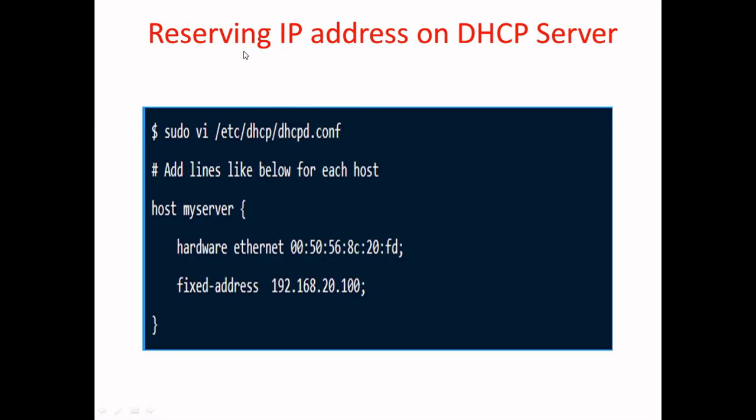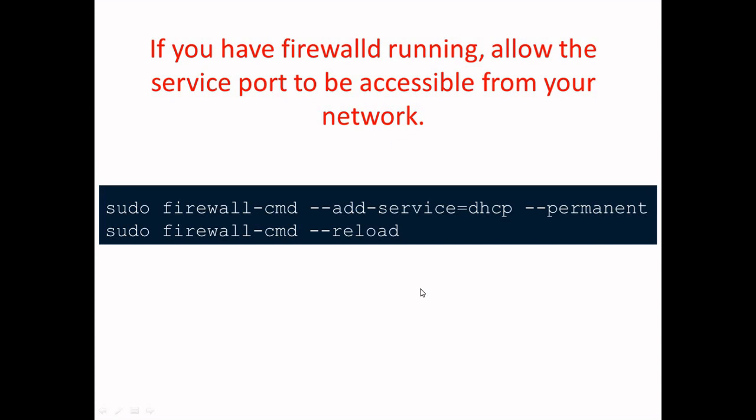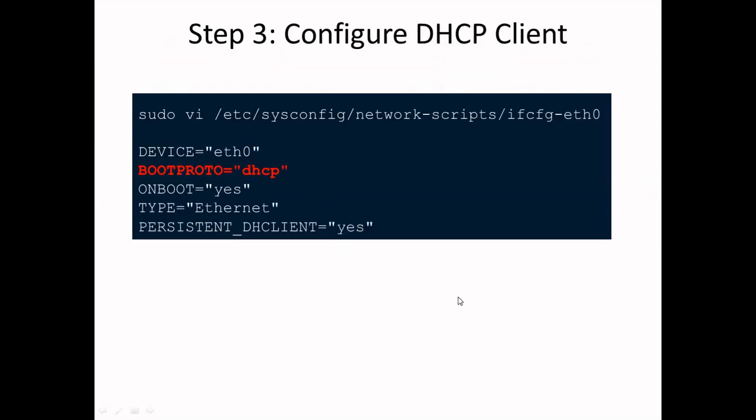If the client always requires the same IP address, then we have to do a DHCP reservation. That has to be done in this particular section in the same configuration file. In the firewall, DHCP will be denied by default. So if you want to permit a DHCP server in the firewall, we can permit it permanently so that the client will communicate with the server.